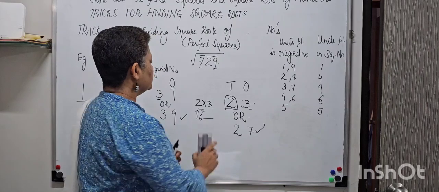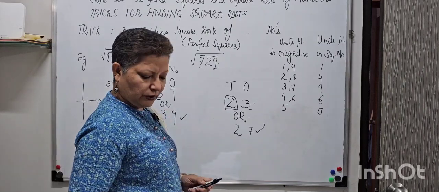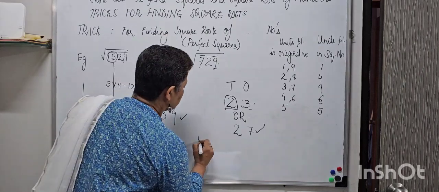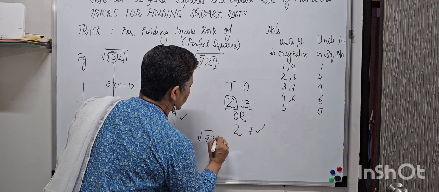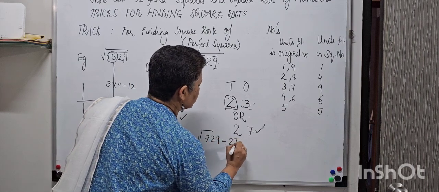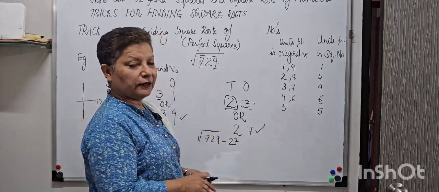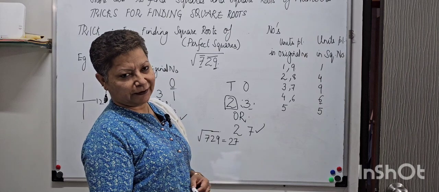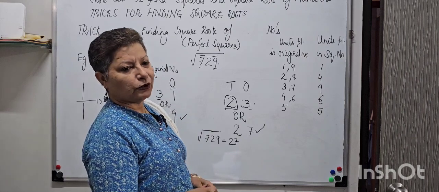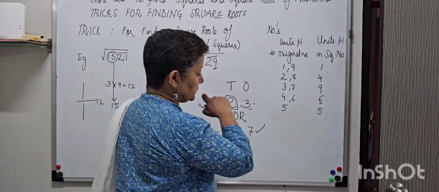And so what is my final square root? The square root then becomes: square root of 729 is 27. And you can also verify it from the chart that was given to you earlier, right? So this is how you are supposed to be finding out square roots of numbers.